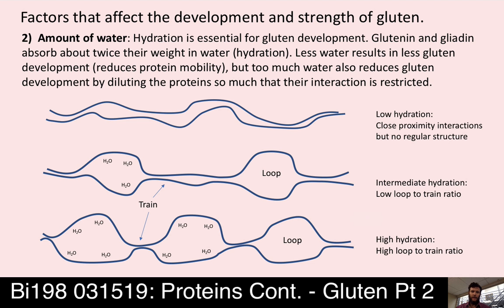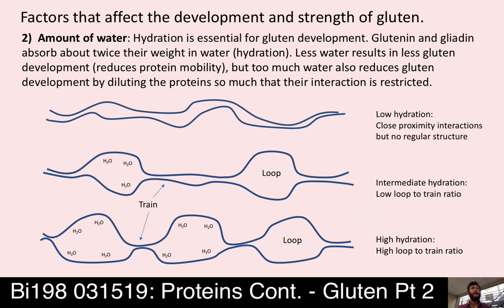the gliadin that has no hydration, right? Very low hydration. And the fibers just sort of lay next to each other. They're not really springy. It's not really stretchy. There are no loops in it. All right. There's close proximity, but there's no regular structure. It's just sort of like pasta that's all laying next to one another.